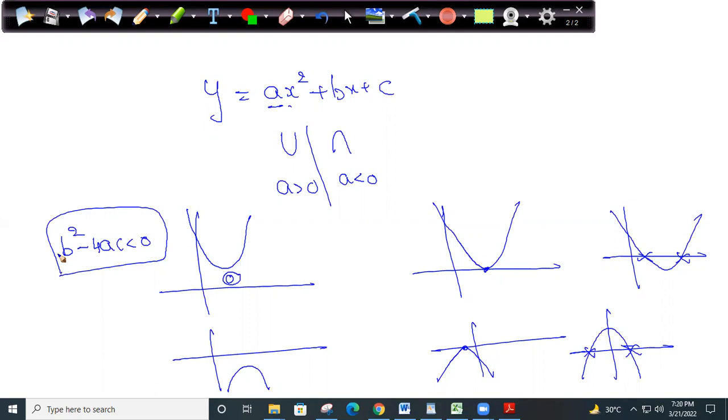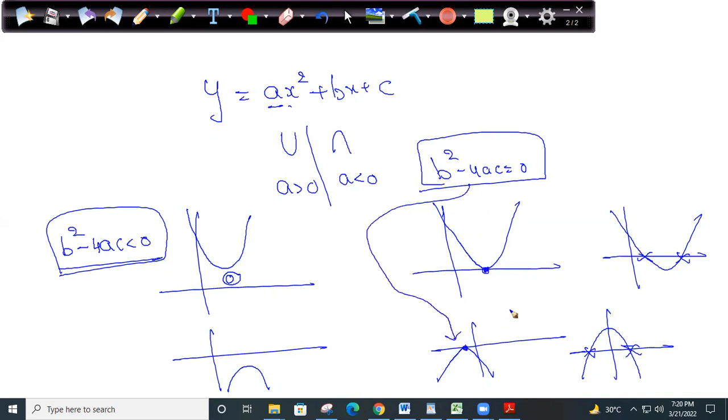After this, I'll try to solve a few questions with you. So b square minus 4ac is less than 0. Definitely, I can say the parabola will never intersect the x-axis, or it has 0 roots. If b square minus 4ac is equal to 0, it has exactly one root. If b square minus 4ac is greater than 0, it will have two zeros.